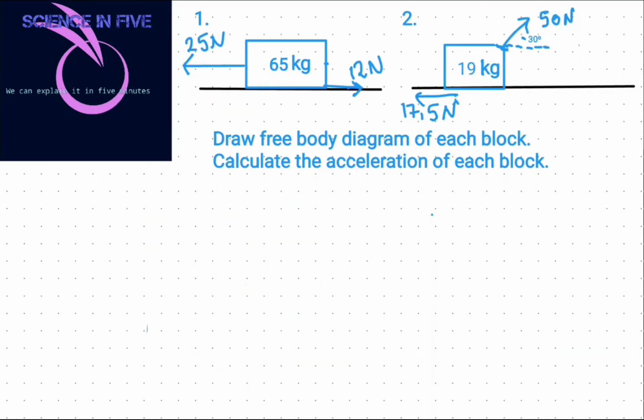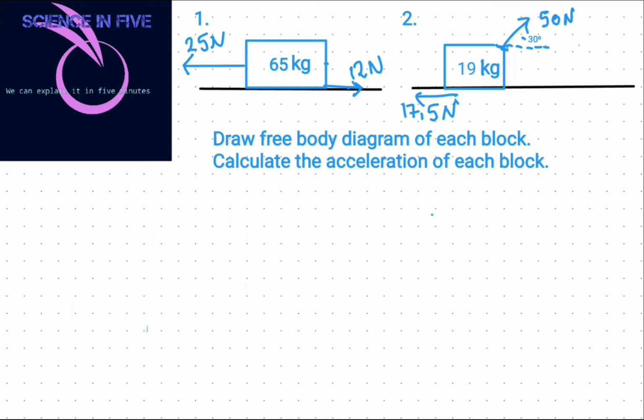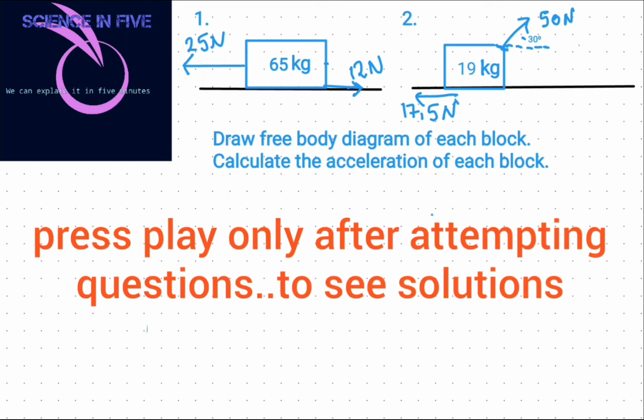So at this time, it's practice time. You've got two questions. Question 1, there's a 25 Newton force pulling the block west. There's a 12 Newton frictional force going east. Diagram 2, there's a 50 Newton force acting at 30 degrees to the horizontal, and then there's 17,5 newtons going west. Draw a free body diagram for each block. Calculate the acceleration.